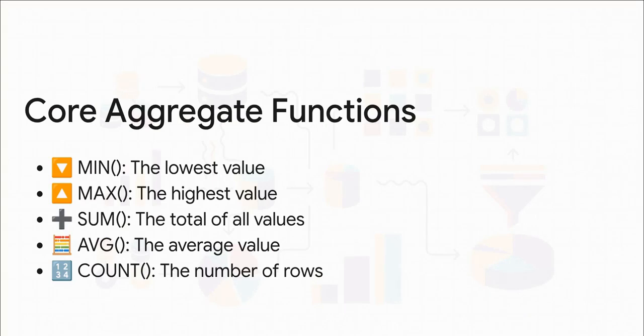And these right here, these are the 5 core functions you are going to use constantly. You've got MIN for the lowest value, MAX for the highest, SUM for the total, AVG for the average, and COUNT for just the number of rows. These are your heavy hitters for understanding data at a high level.